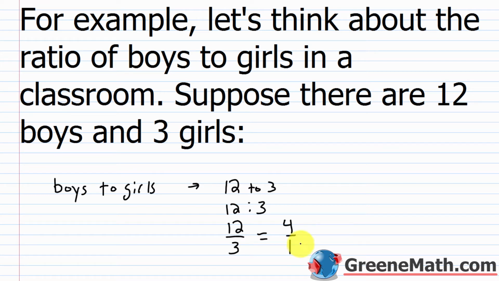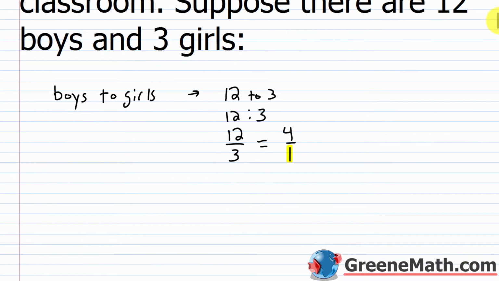Now, a lot of times, when we're working with fractions, we might get rid of this 1. We might just write that as the number 4. When we're working with ratios, we don't do that. So if I have the ratio of boys to girls, I want to say it's 4 to 1. I don't want to just say it's 4, right? So you want that 1 there. It's very important when you're working with a ratio to leave it there because you're talking about a comparison of one thing to another.